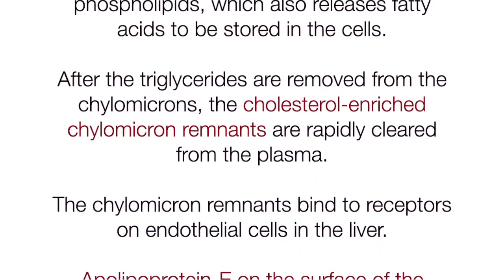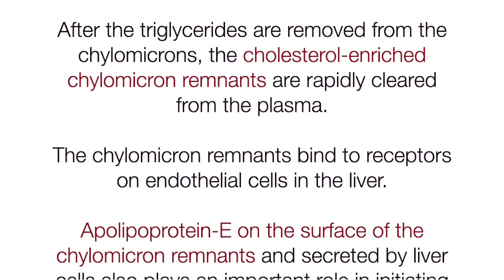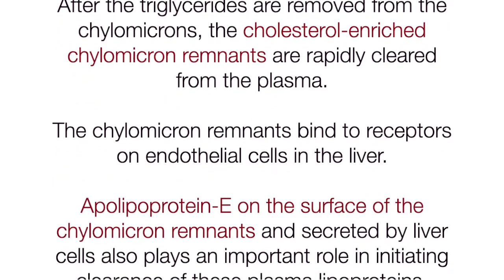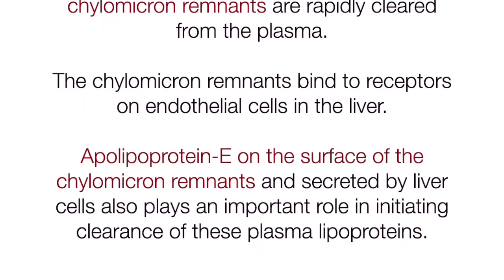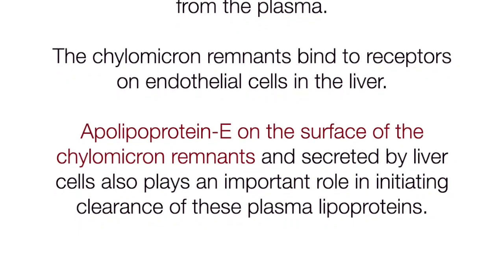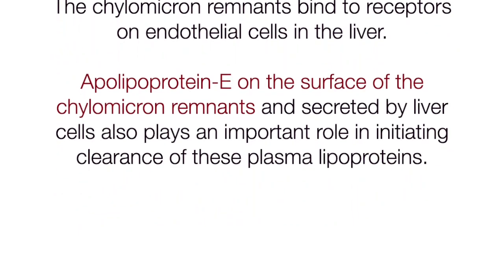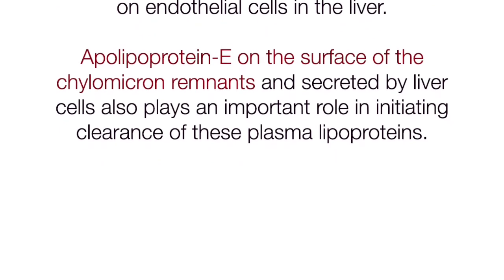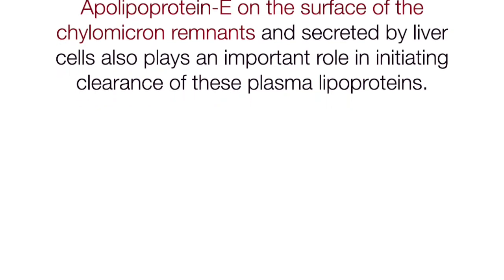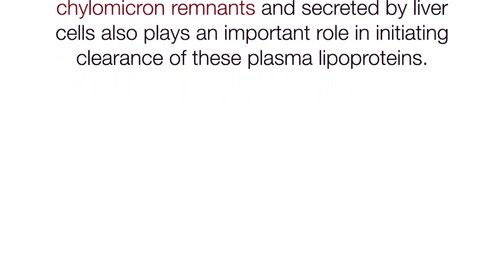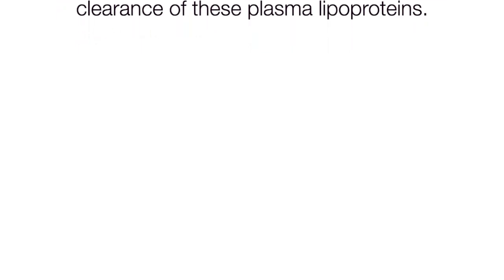After the triglycerides are removed from the chylomicrons, the cholesterol-enriched chylomicron remnants are rapidly cleared from the plasma. The chylomicron remnants bind to receptors on endothelial cells in the liver. Apolipoprotein E on the surface of the chylomicron remnants, and secreted by liver cells, also plays an important role in initiating clearance of these plasma lipoproteins.